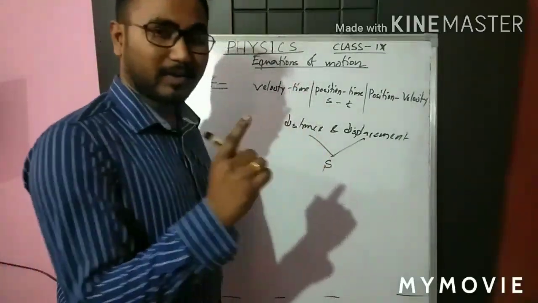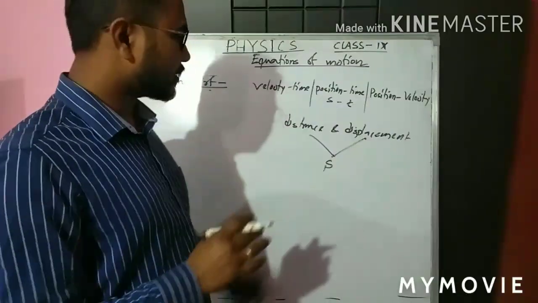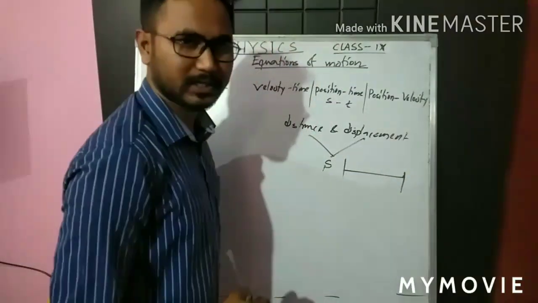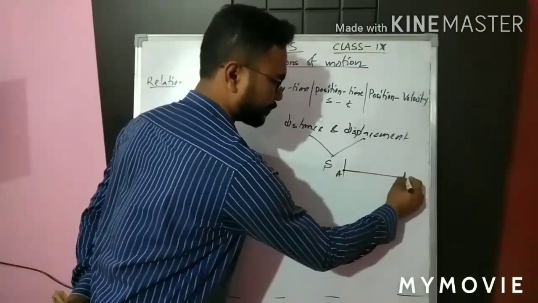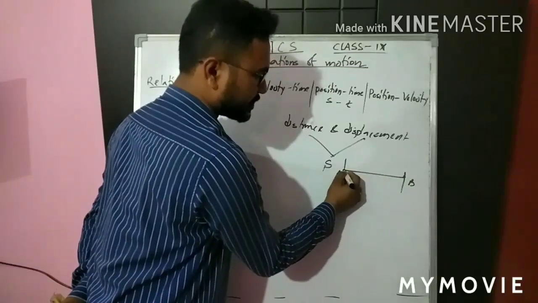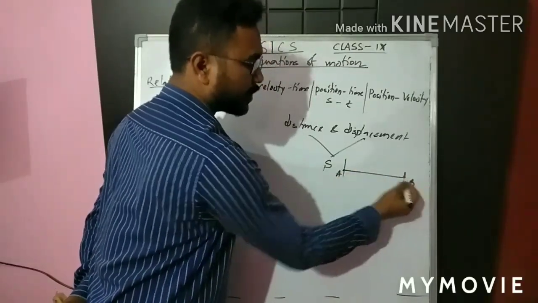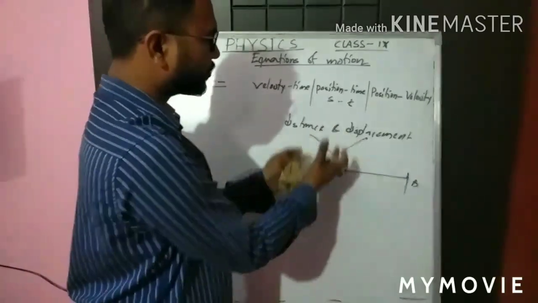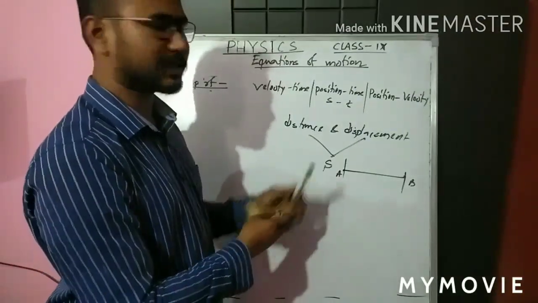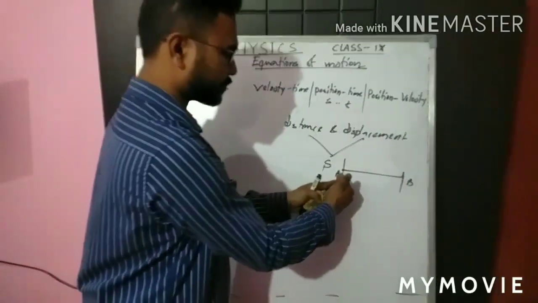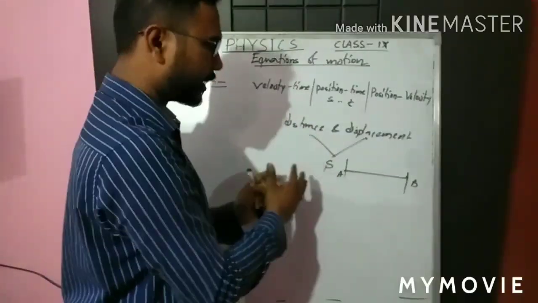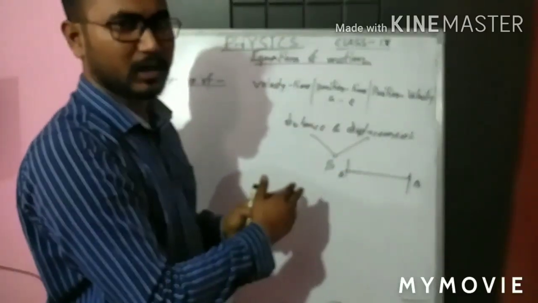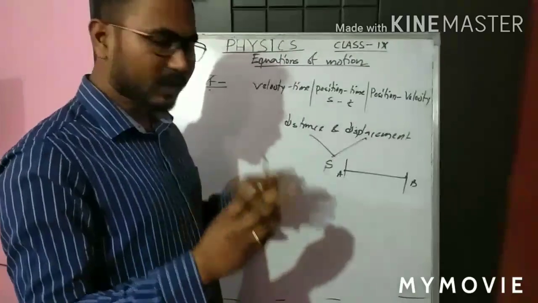Now, in my first video I asked one question: where will the distance and displacement be equal? The answer is, if the object is moving in a straight line, suppose from point A to point B. Here you can see its initial point is A and final point is B. So here the distance is this much and the displacement is also this much. So in motion in a straight path, the distance and displacement will be the same, right?